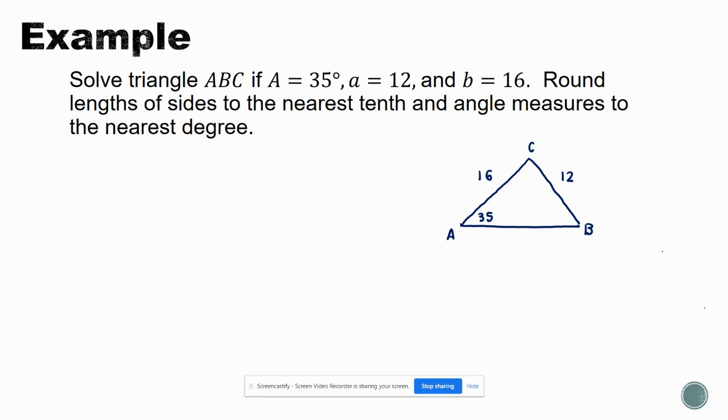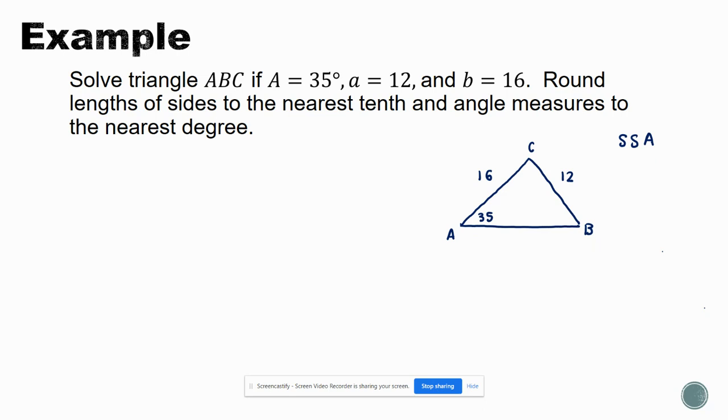Notice with our information, I'm giving us two sides and an angle, but notice that the angle is not being included. So side-side-angle means that we've got this ambiguous case. So we could either have no triangle, one triangle, or two triangles.